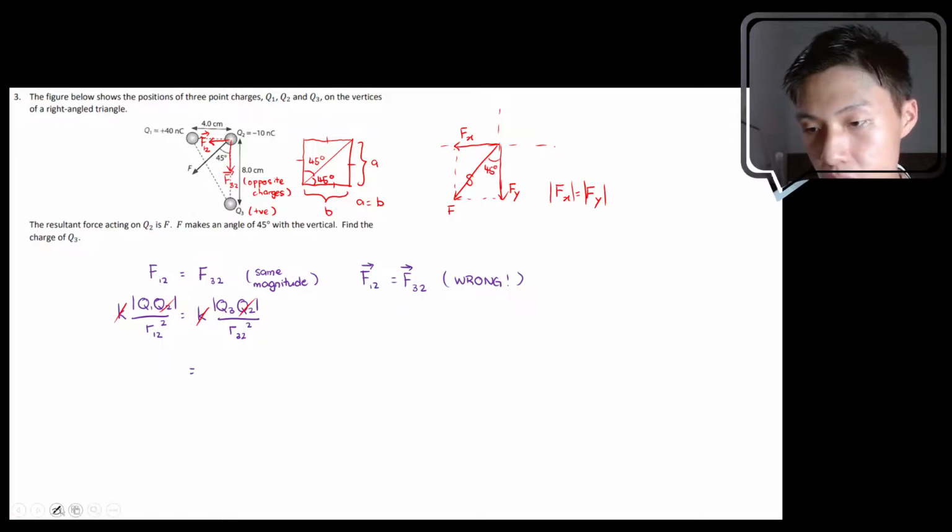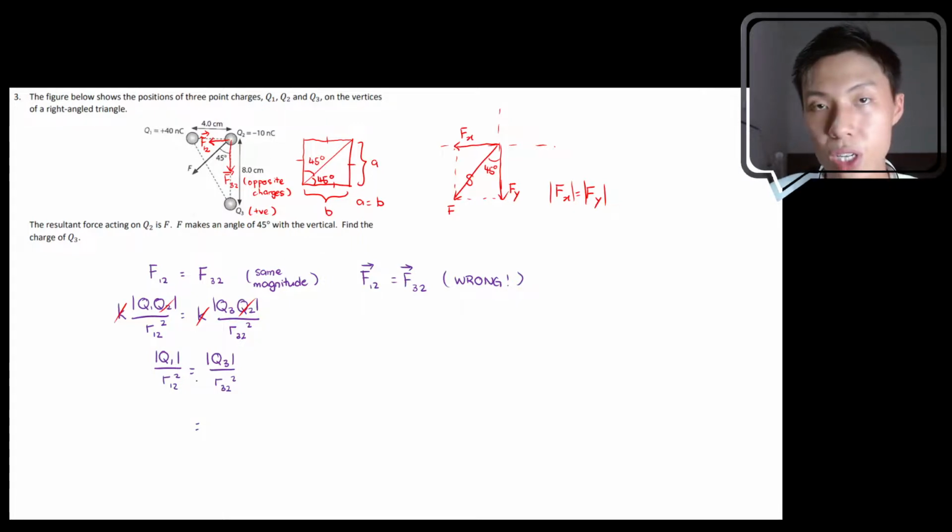So now we end up with Q1 over r12 squared equals Q3 over r32 squared. So now you can do substitution straight away, or you can rearrange your equation, both are fine. For me, I'll do my substitution straight away. So there's a modulus there, so I don't need to care about the sign. I'll just write the charge without caring about the sign.